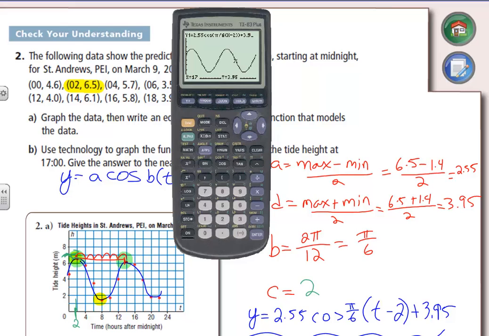Now, I know this wasn't part of this question, but what if it had said, when is the first time that the tide will be at, let's say, 3 meters? The way that you do it is go to y2 and make it equal to 3, and we graph and find the intersection point. Where is the first intersection point where the graph is equal to 3? Then you just go second, find your intersection point, enter.